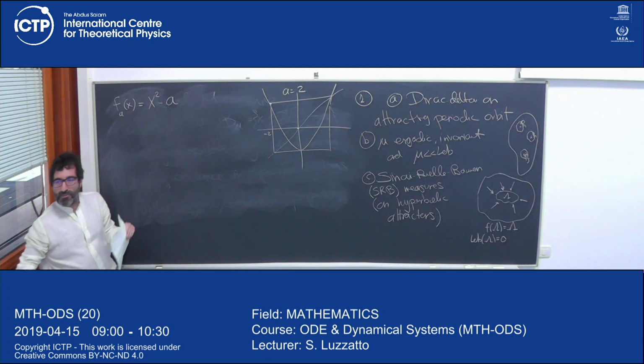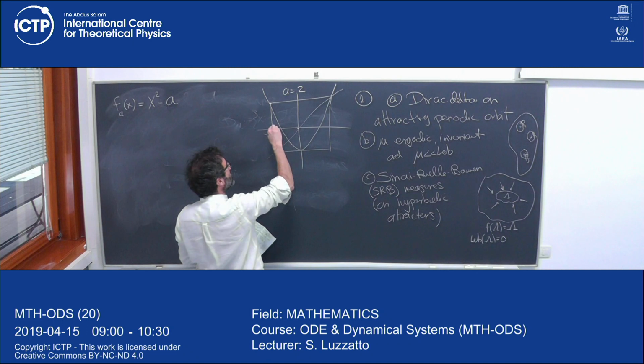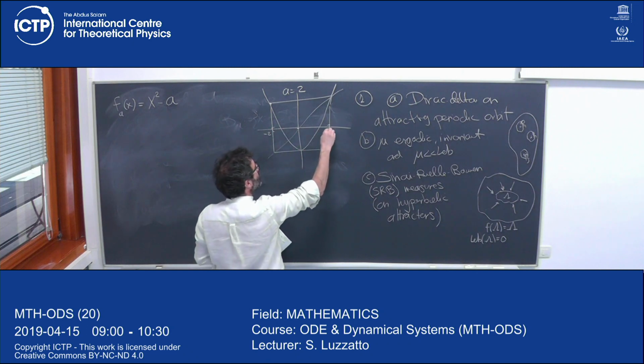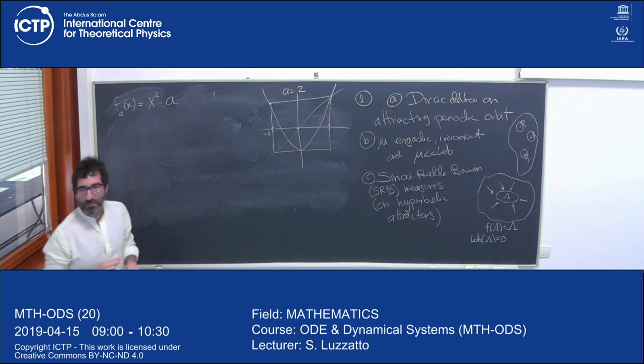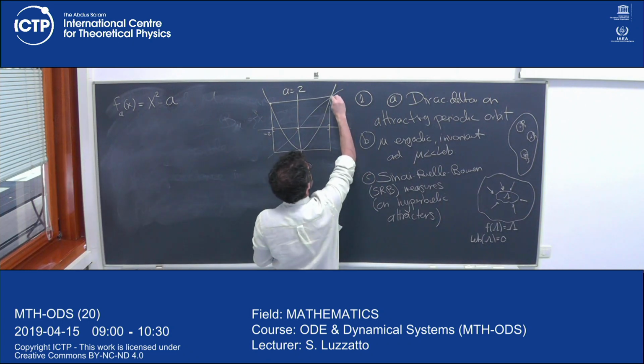If you think of this as a map from R to R, what happens to the points outside? I've always concentrated on this interval minus 2, 2. What happens to the points outside this interval? They go to infinity. Is that clear? Yes? So it's easy to see.